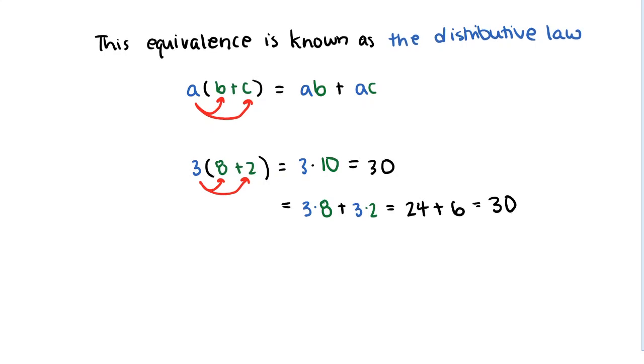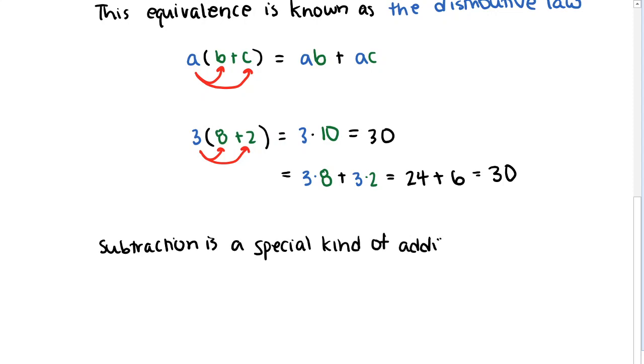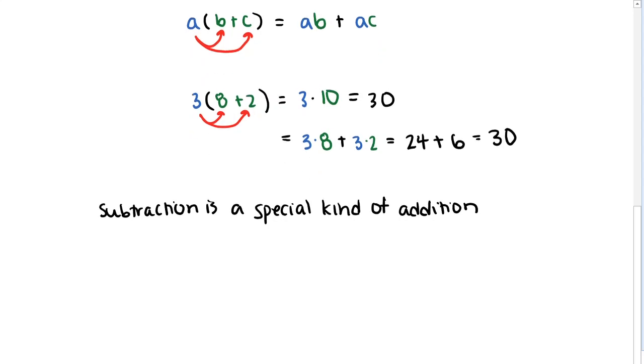And so, another thing I want to mention is that subtraction can be seen as a special kind of addition, right? It's adding a negative number on instead. And so here, if I see 5 minus 3, right, this is the same as 5 plus negative 3, right? That subtraction is really just a special kind of addition involving negative numbers. And so we can distribute over subtraction as well, right?